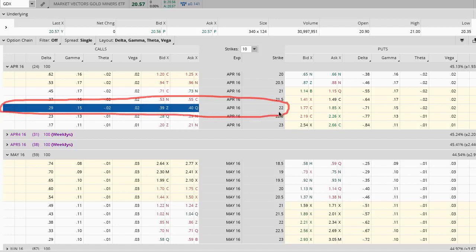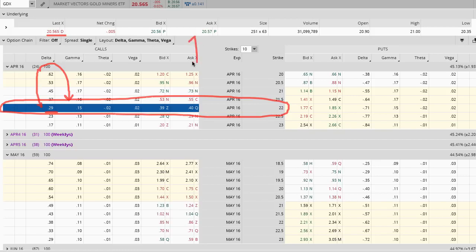So if we were looking at the 22 strike call options in April, the delta for these options is basically 30. All right, so let's round up so we have round numbers here. It's 29, but it's basically 30. Okay, so that means that if GDX goes up by $1, the first dollar from 20.56 to 21.56, you make $30. If it goes up another dollar from there, so from 21.56 to 22.56, you'll make another $30 plus the additional dollar is going to get you another $15 of profit.